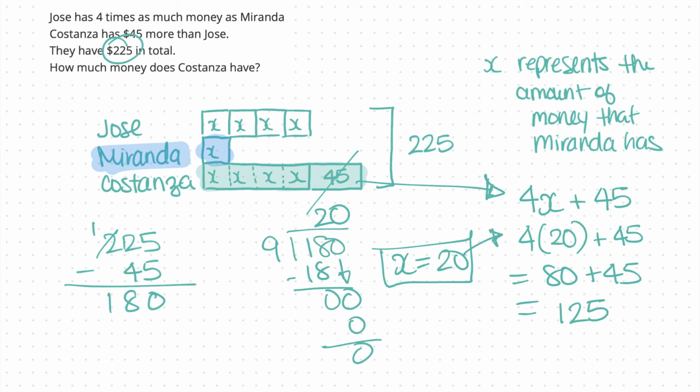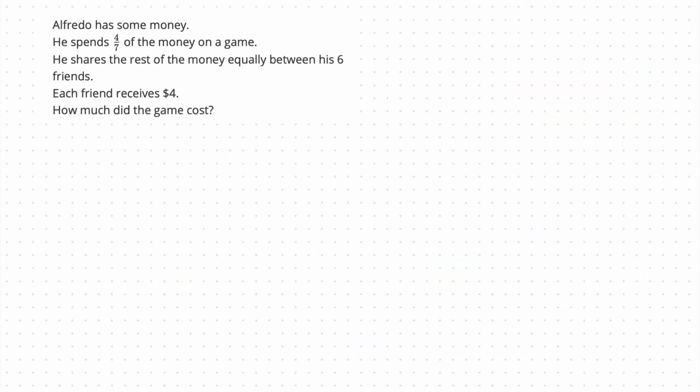$125, which tells us that Costanza has $125. Alfredo has some money.